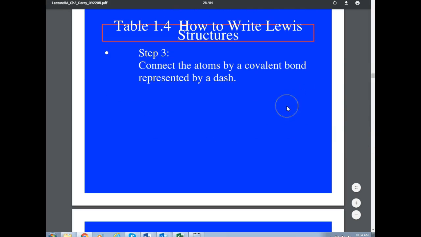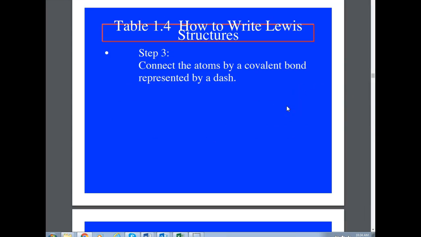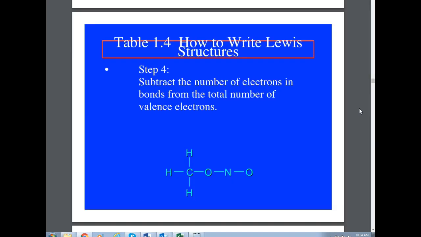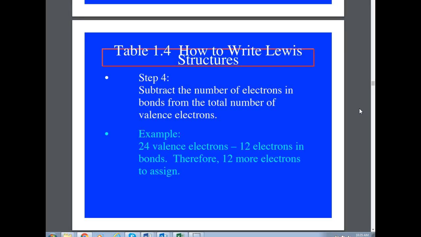We're going to connect the atoms by dashes to show the bonding, or you can show it with 2 electrons like that. So here's the partial structure. We connected everything together, and we think this is the structure. We subtract the electrons in the bonds from the total number of valence electrons. We figured that was 24.